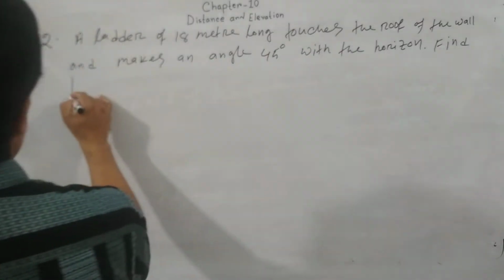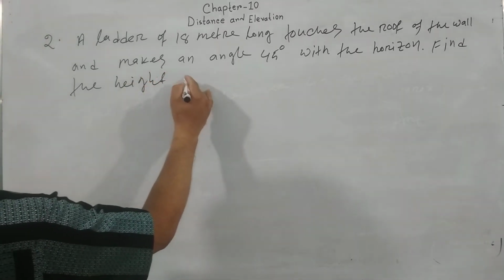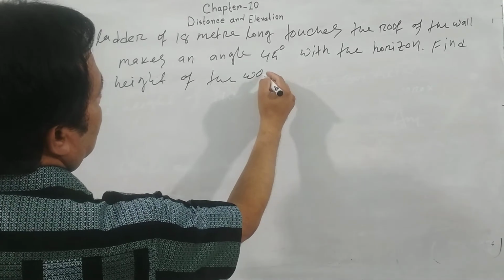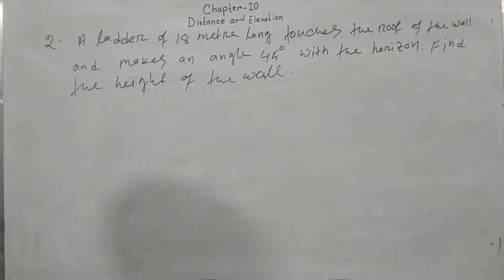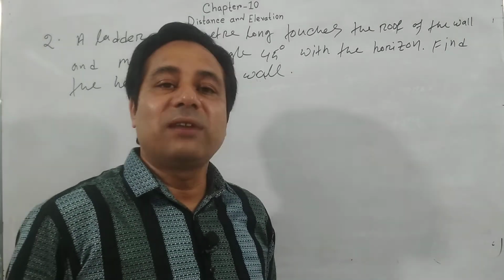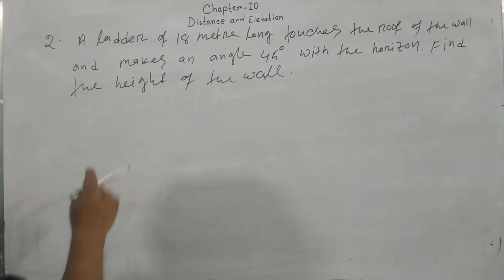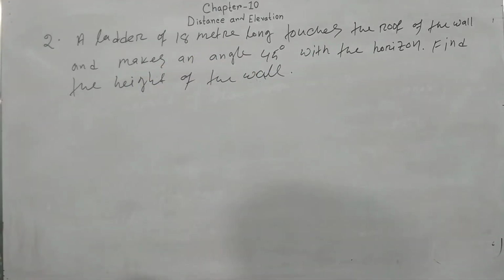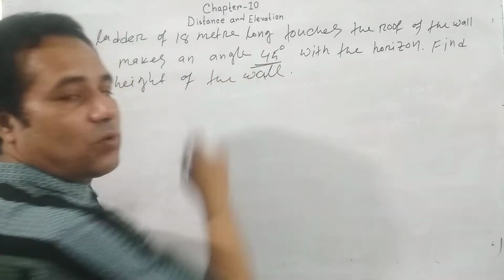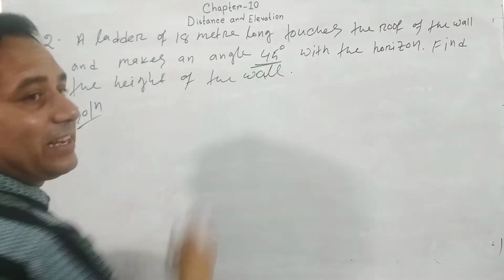Find the height of the wall. Similarly, we have to follow the angle. Here, a ladder of 18 meters long touches the roof of the wall and makes an angle of 45 degrees. Solution. Firstly, we have to draw a 45 degree angle.